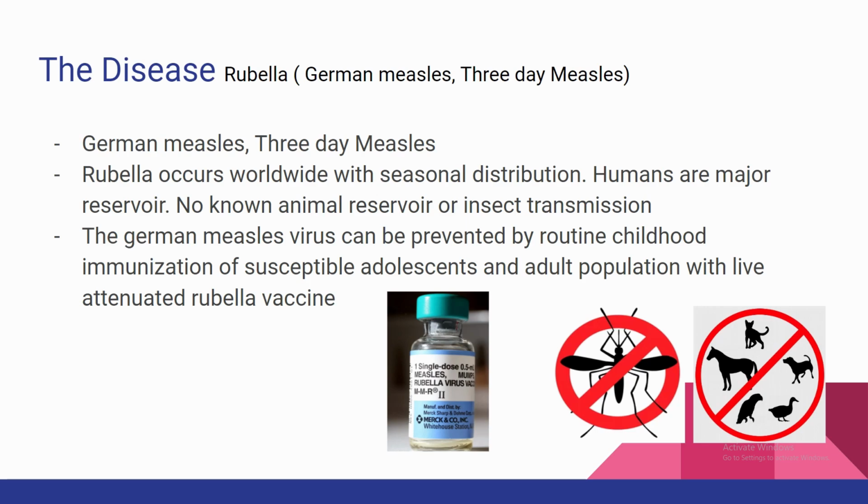And on the CDC's website, rubella has not been found in animals or in insects. The German measles virus can be prevented very easily by routine childhood immunization, with the rubella vaccine given to children at a young age.